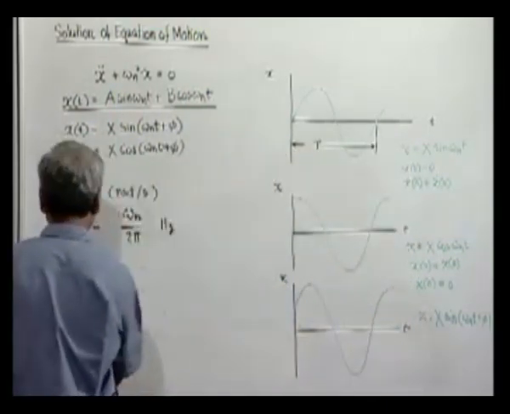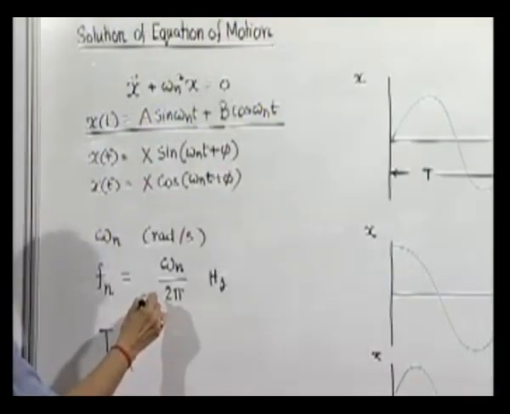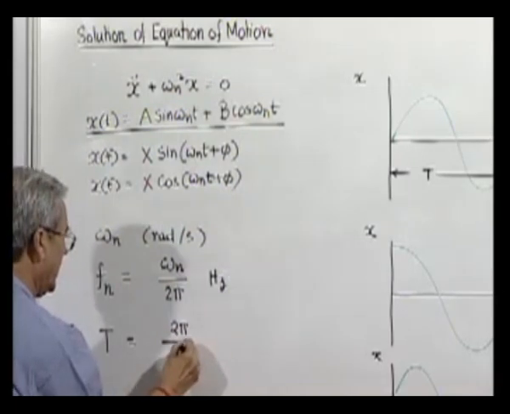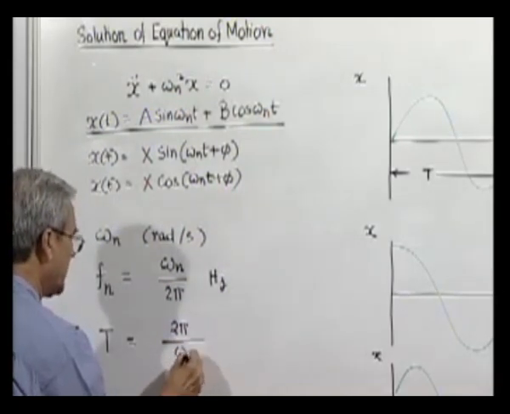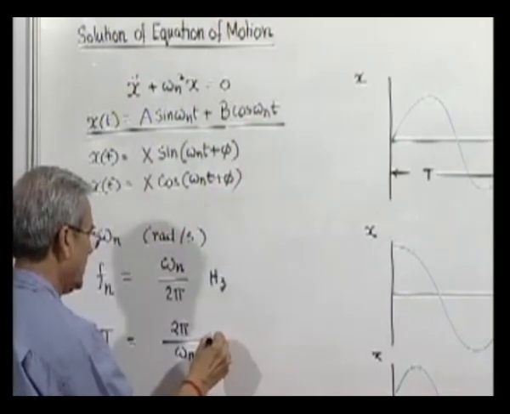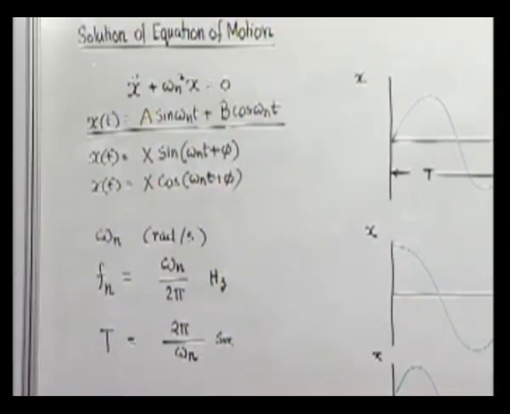The time period will then obviously be, if 2 pi is the angle to cover one cycle and omega n is the speed at which it is covering angle, obviously this will be the time period. So, these are the quantities.